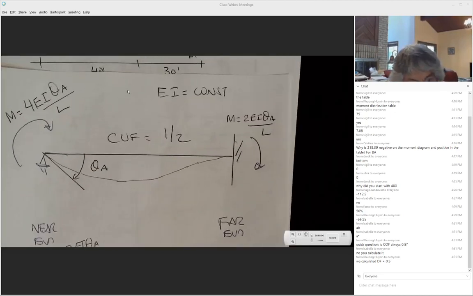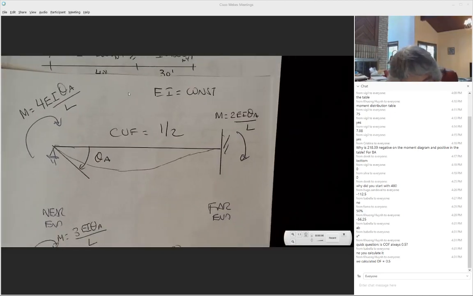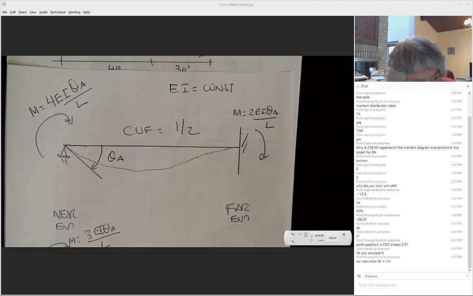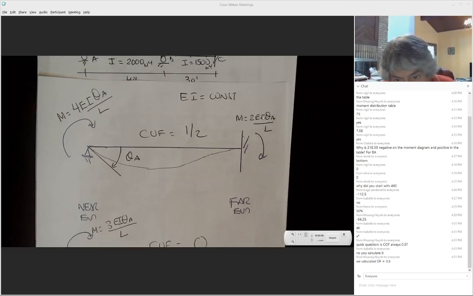From slope deflection, we know when the near end is pinned and the far end is fixed, whatever moment I put in here, 50% goes to the opposite side. How do we know that? Because this is 4EI theta A over L, and this one by computation is 2EI theta over L. So the carryover factor is 1/2.